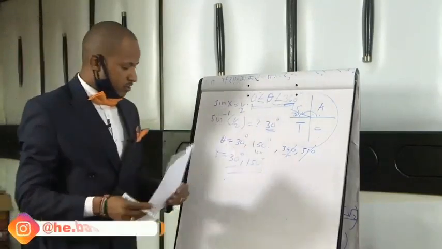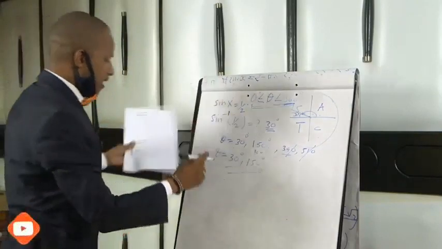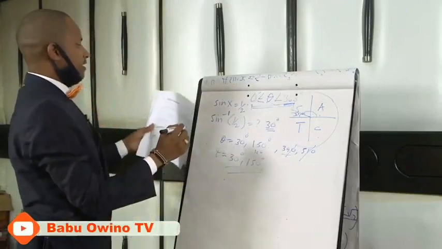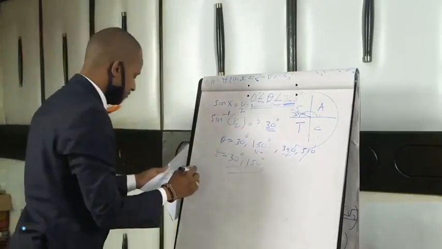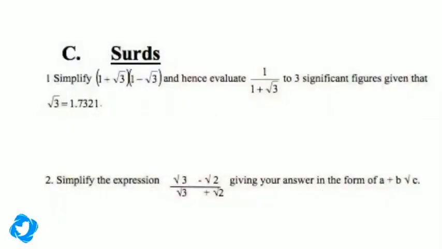Our next question is on Surds. We are told that's question number 5. Question 5, we are told to simplify 1 plus root 3 into 1 minus root 3. This is Surds. 1 plus root 3 into 1 minus root 3. These Surds are conjugates of one another.